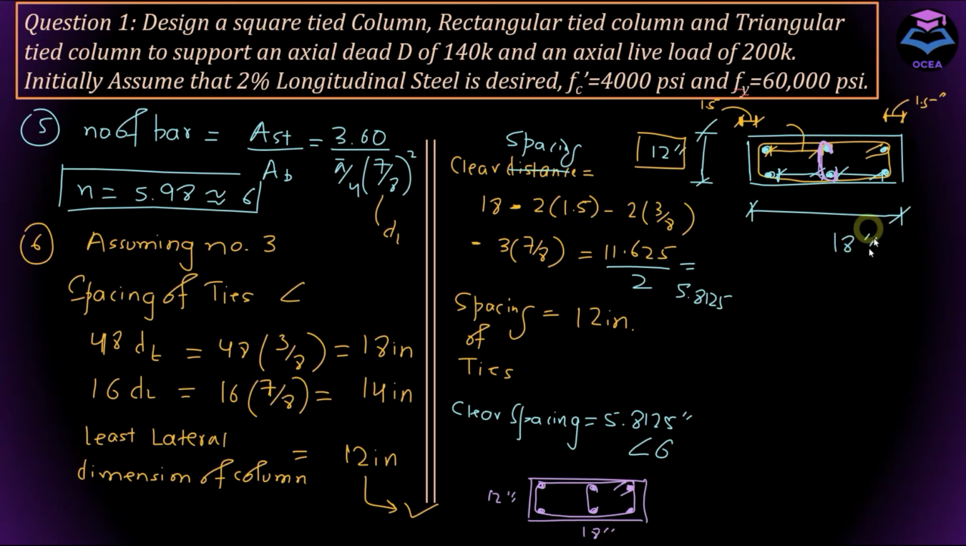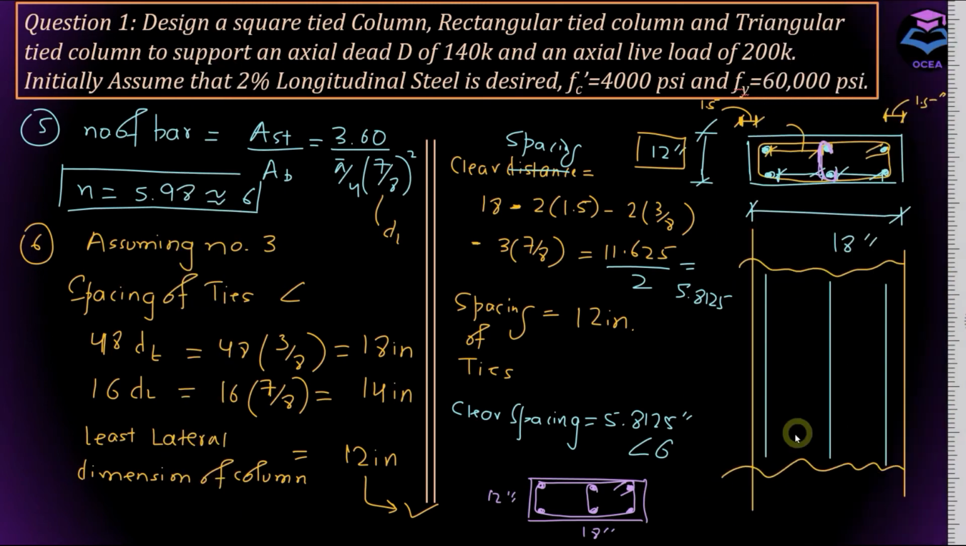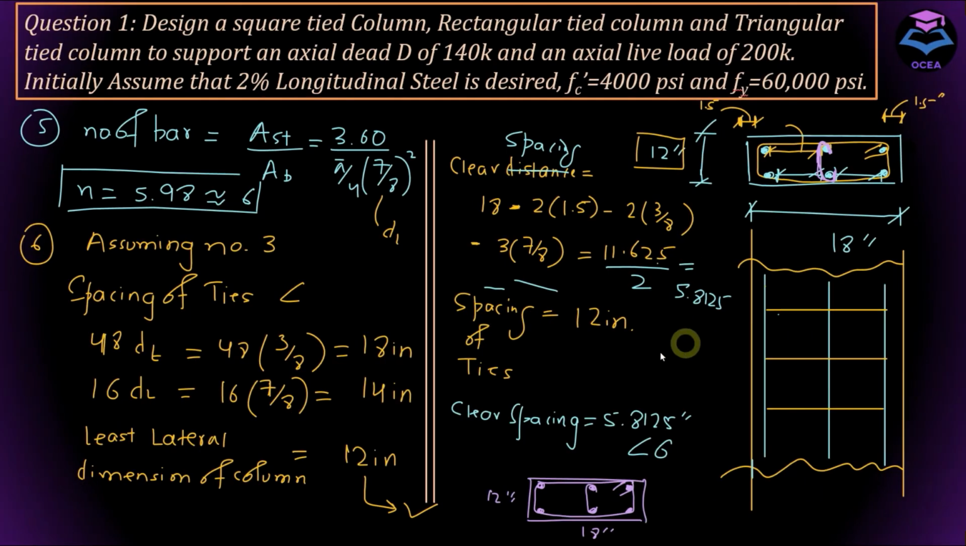And now if I draw the elevation or the profile of this column, so these are the longitudinal bars, number 7 bar, and these yellow lines indicate the ties, number 3 bar, and the spacing between the ties is equal to 12 inches. And we are done with the design of short rectangular tied column.